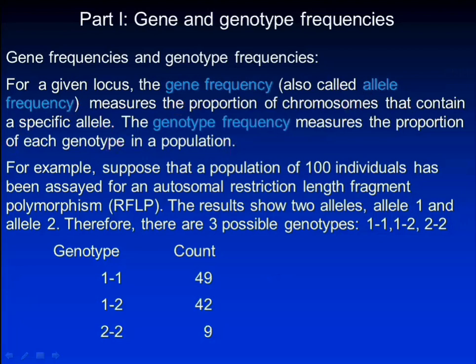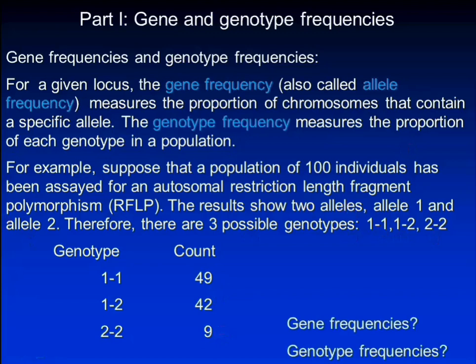For example, a population of 100 individuals has been tested for a specific gene. The gene has 2 alleles, allele 1 and allele 2. Therefore, there are 3 possible genotypes, 11, 12, and 22. And here are the numbers. What are the gene frequencies? And what are the genotype frequencies?